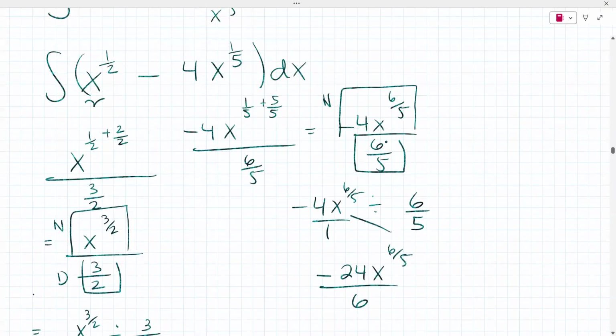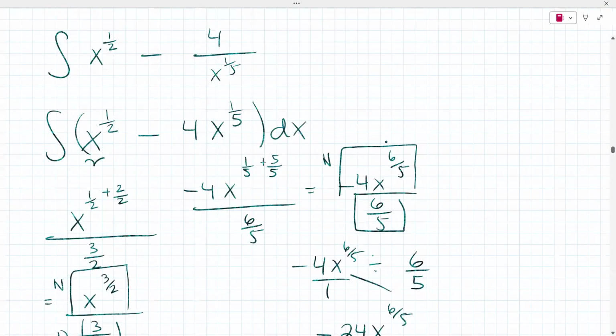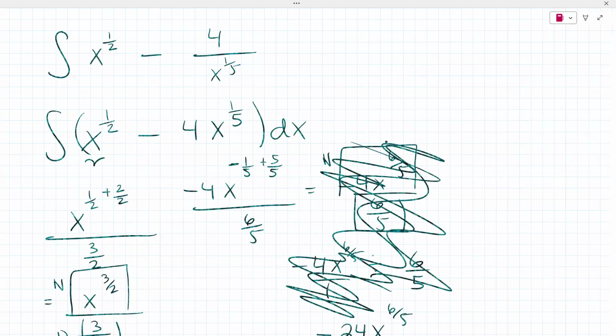Whoops, did I make a mistake? I think I made a mistake somewhere. Let's see. Yeah, that might be the mistake I made. This is supposed to be not a positive 1/5, but a negative 1/5, right? Because the x to the 1/5 is on the bottom. So yeah, that completely changes everything.